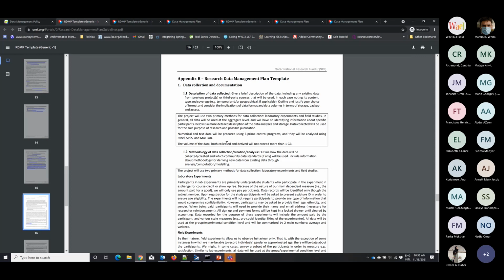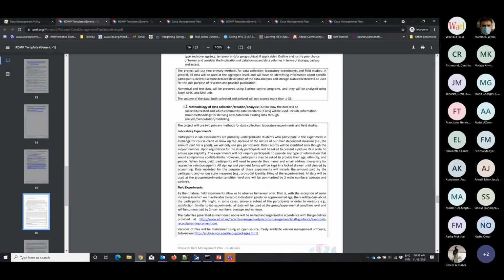I've already gone through the questions that are being asked, but just to give you a feel for the answers that you might want to put in there. So first one is about data description. Here, the researcher is basically talking about their laboratory experiments. They're also mentioning the type and volume of the data they're expected to produce, and this doesn't have to be absolutely accurate at this stage. As I said, you can come back and update it later on.